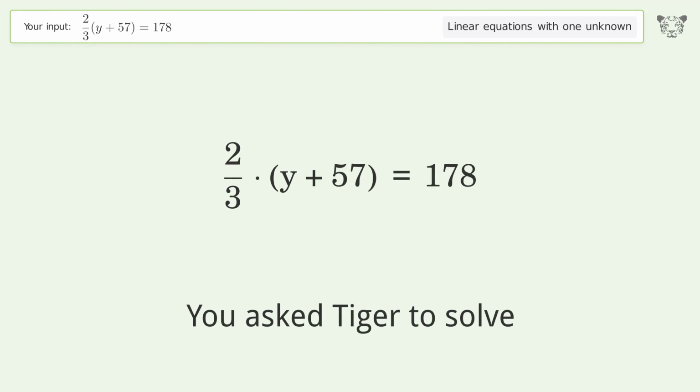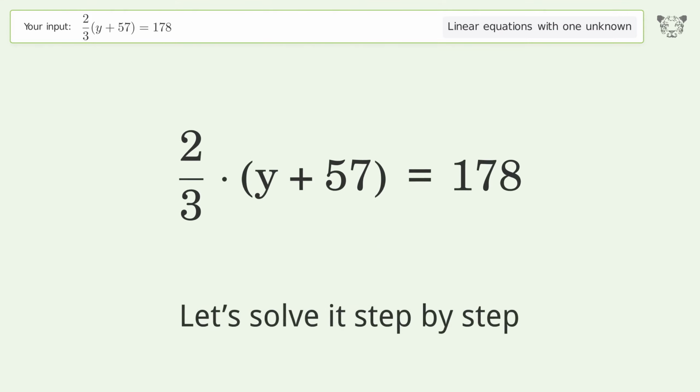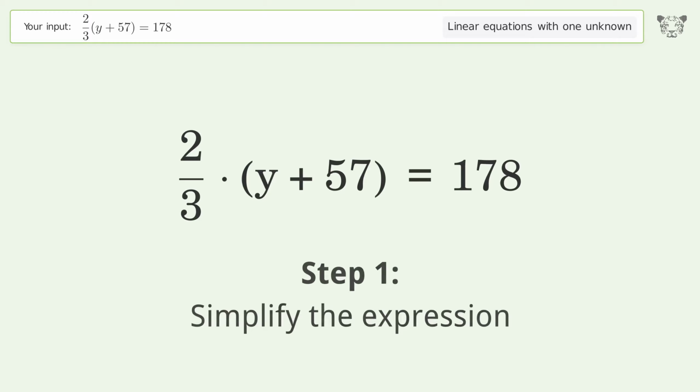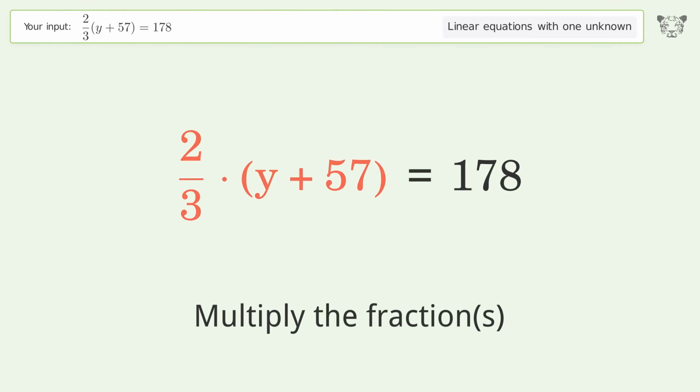You ask Tiger to solve. This deals with linear equations with one unknown. The final result is y equals 210. Let's solve it step by step. Simplify the expression. Multiply the fractions.